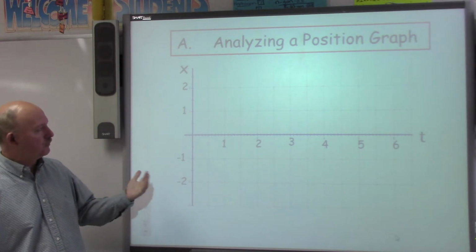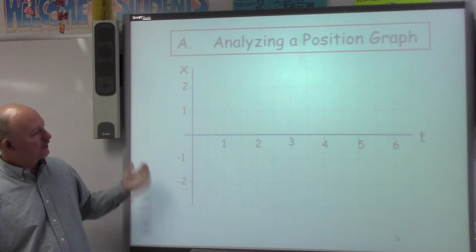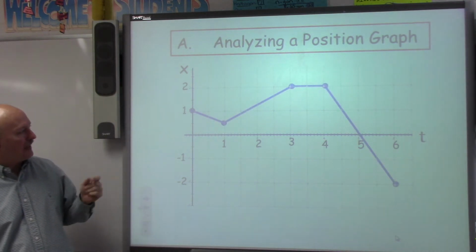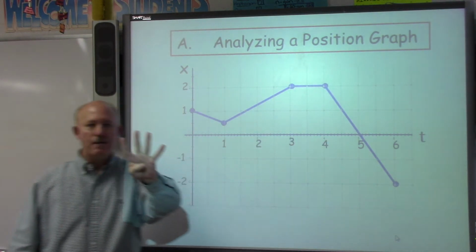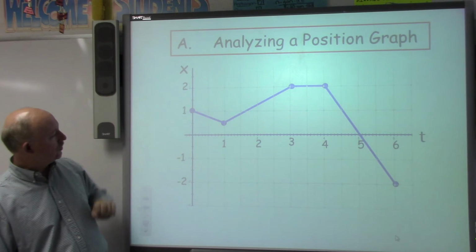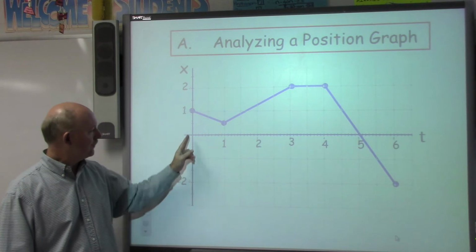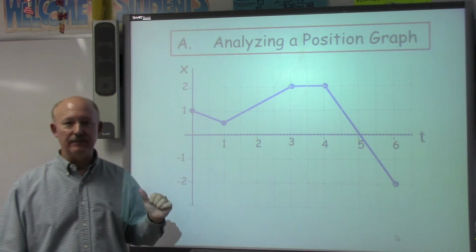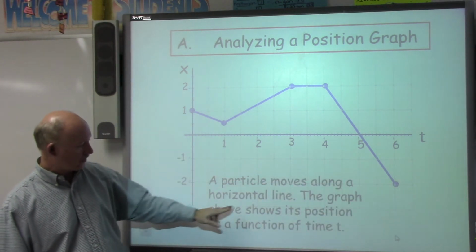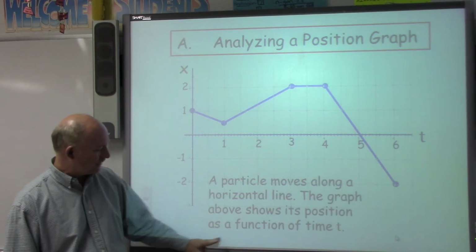You can imagine this could be a particle moving along the x-axis or along a coordinate axis, either a horizontal line or a vertical line, over time. Here's our graph. You can see the graph is composed of 4 line segments. At time 0, the particle is at 1. After 1 unit of time, the particle is at 1/2. So from 0 to 1, the particle is moving to the left. Then at 1, it changes direction. This is a particle moving along a horizontal line. The graph above shows its position as a function of time.